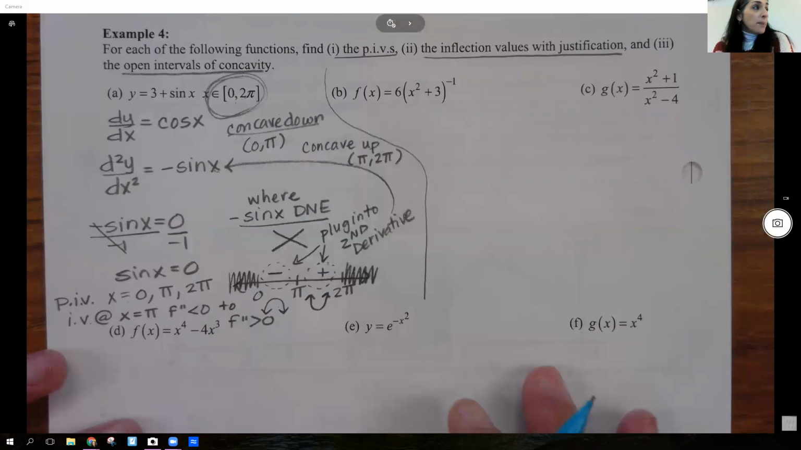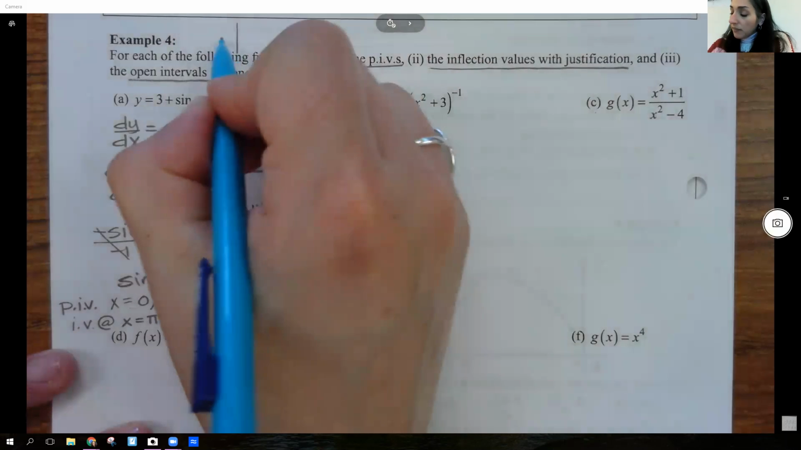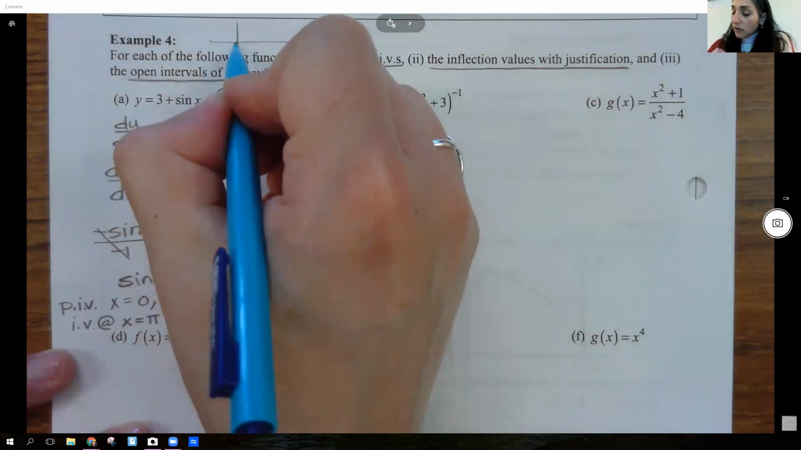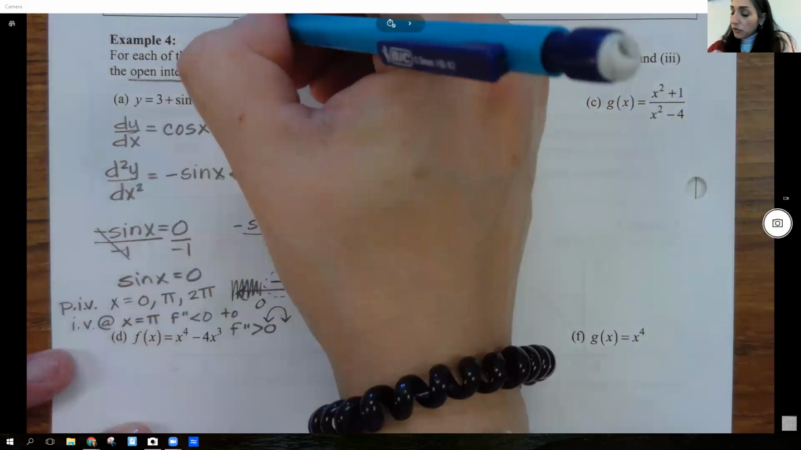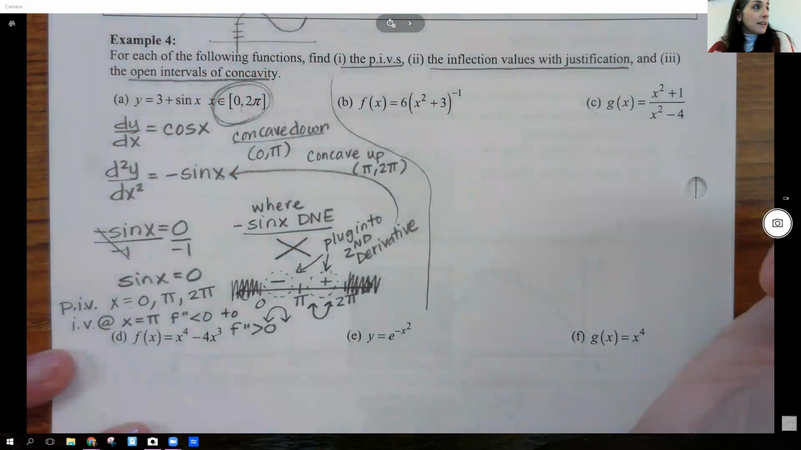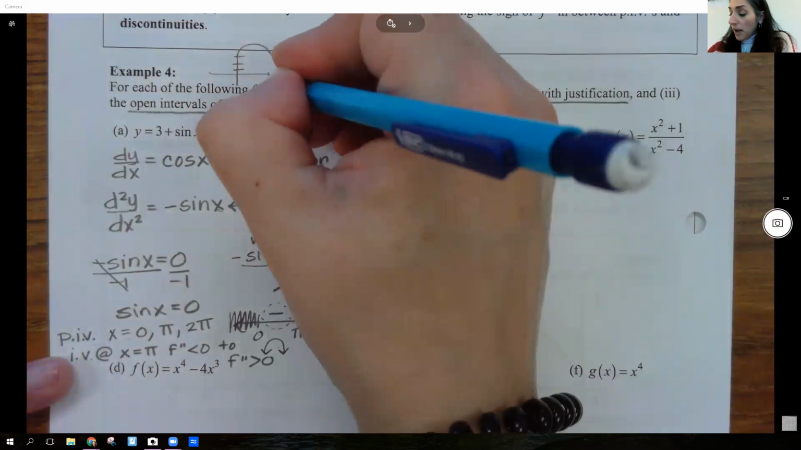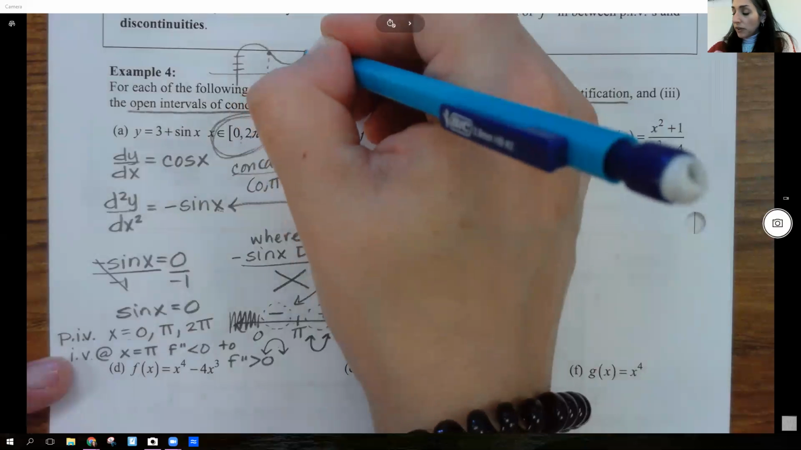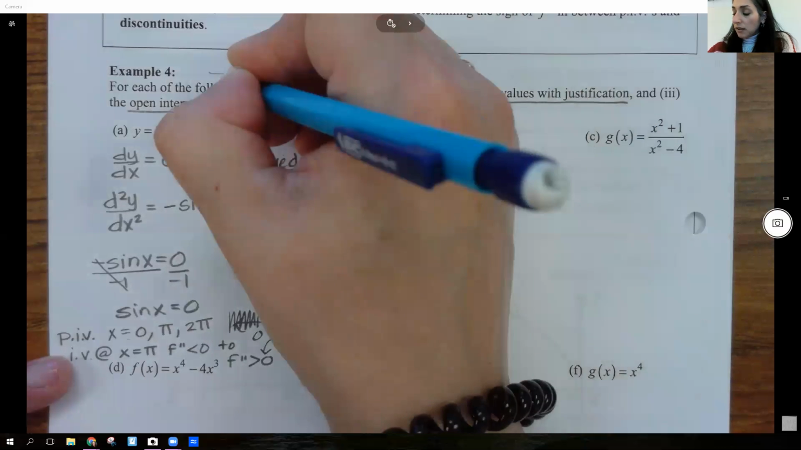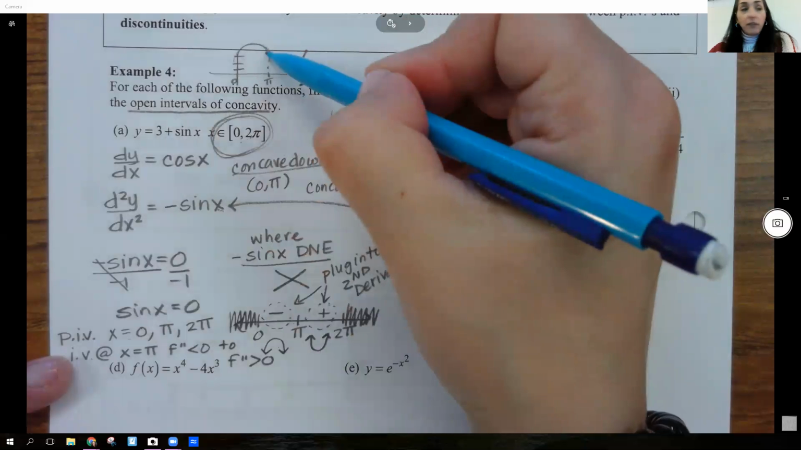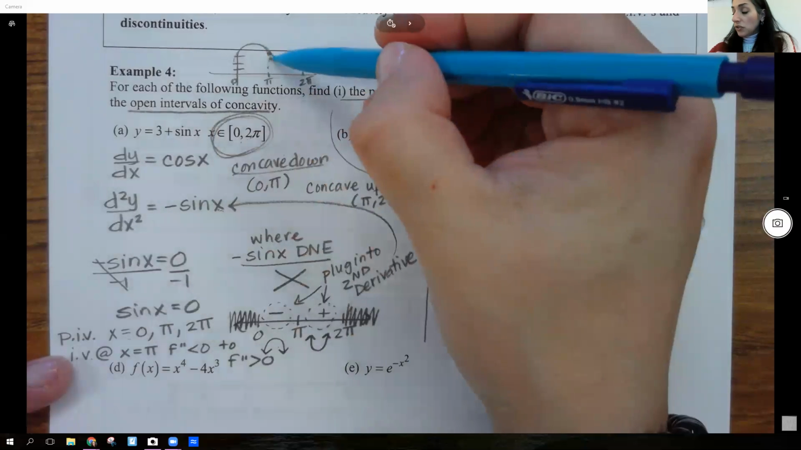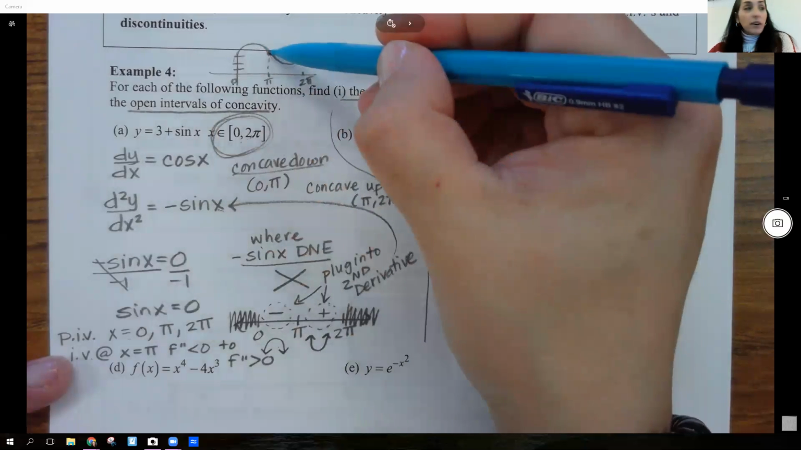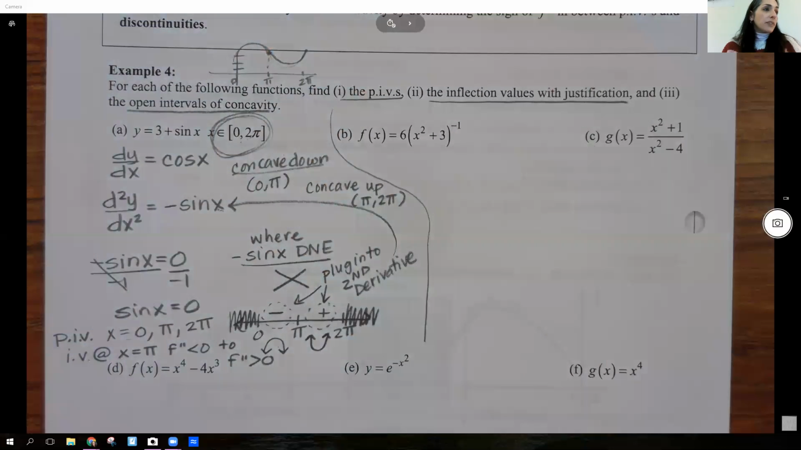Okay, and that should make sense because at the very beginning of all of this, we talked about that the sine graph was going to look like this. So this is still pi right here. That's your point of inflection. Over here, this is 2 pi. So you are concave down, and then you change to concave up. So this spot right here is your point of inflection.